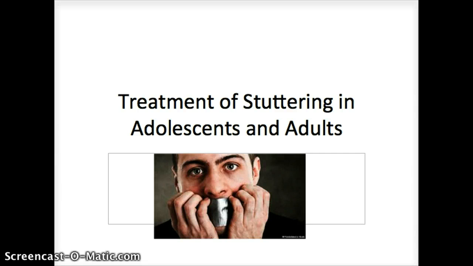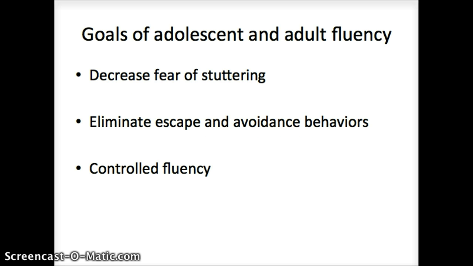Okay, everybody, we're going to talk about the treatment of stuttering in adolescents and adults. So the goals for adolescent and adult fluency is really to cope with their learned behaviors and learn how to speak more fluently. So we want to help them decrease their fear of stuttering, help them eliminate escape and avoidance behaviors, and then control their fluency and use a controlled, mindful form of fluency to replace stuttering.